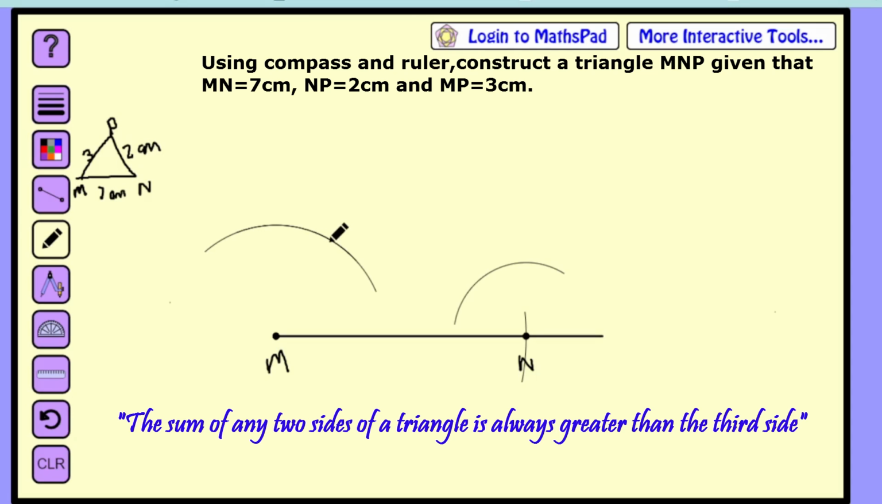So you always need to check, before you start constructing, two of the sides of the triangle together. Is it greater or less than the third side? If it is less, then the triangle cannot be formed. If it is greater, then you will get a triangle. So this triangle cannot be formed.